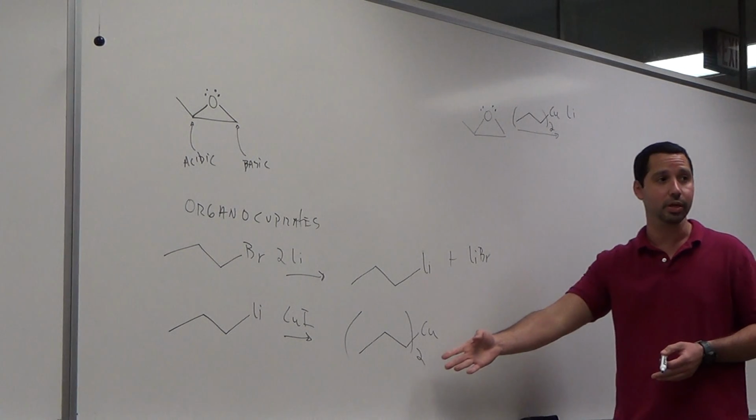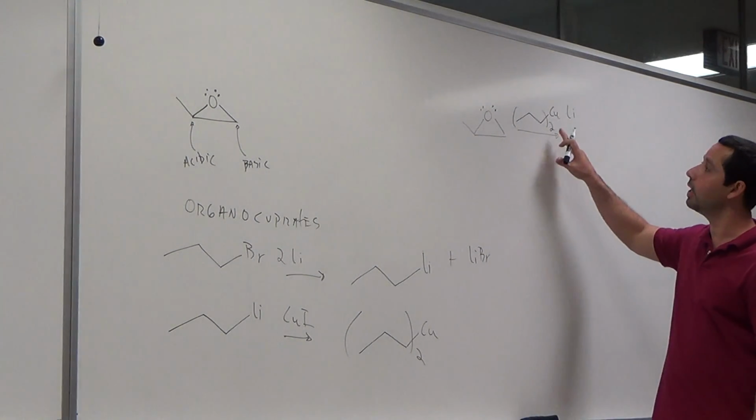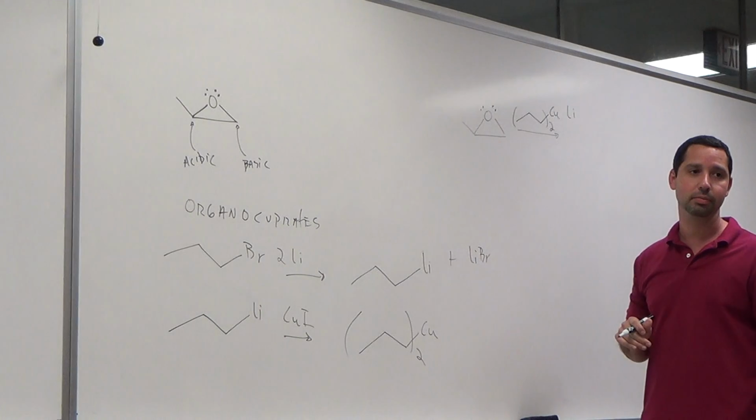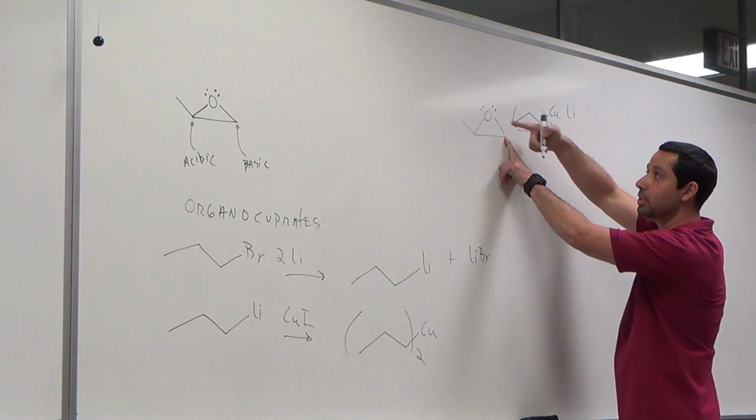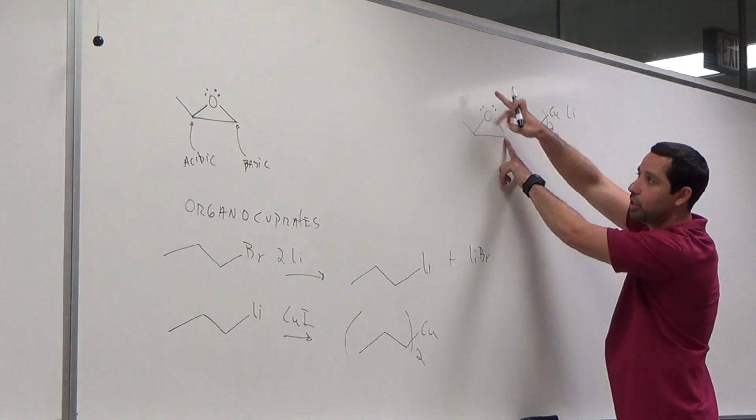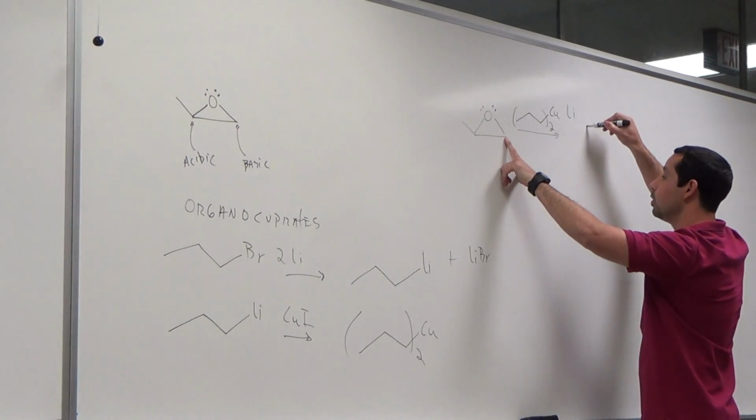How do you know they're basic? Because it's a nucleophile, that's right. Because it's a nucleophile, it's basic. And if it is basic, where is it going to attack? On the right, on this side. And if it attacks on this side, this oxygen opens to that side. So it's going to look like this.